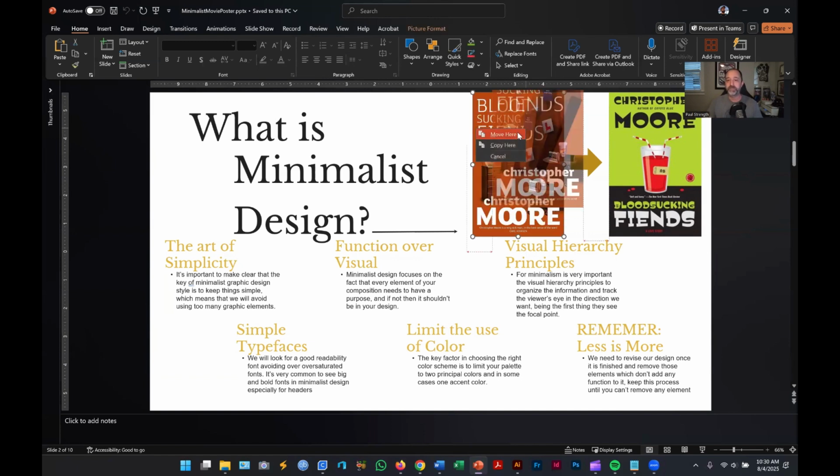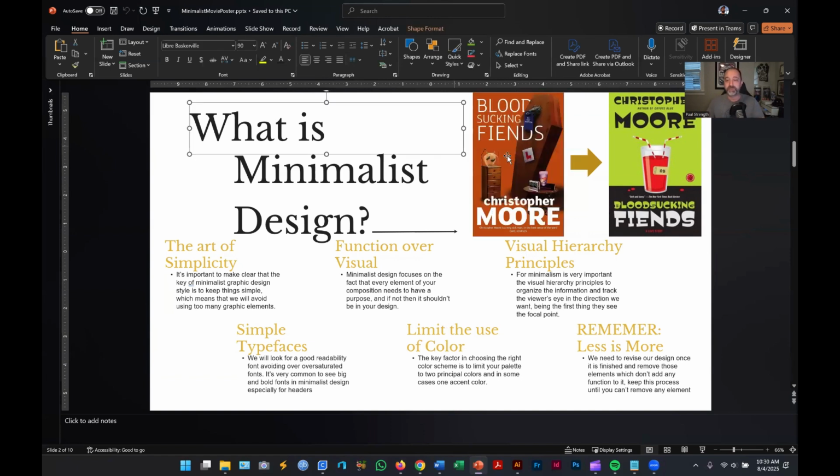So here we have Bloodsucking Fiends. We don't really know what all this is about. There's apparently a couple of fish here. There's a coffin. Yeah, I don't know. Coffin could be death, right? But over here we have a label on a glass of red liquid. It says AB. Well, AB is a type of blood.